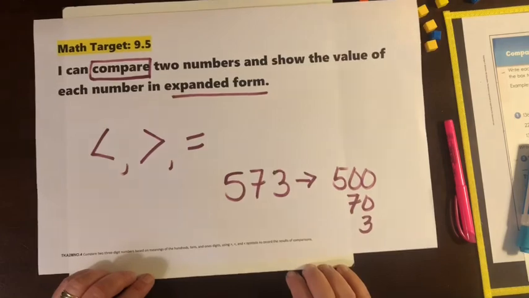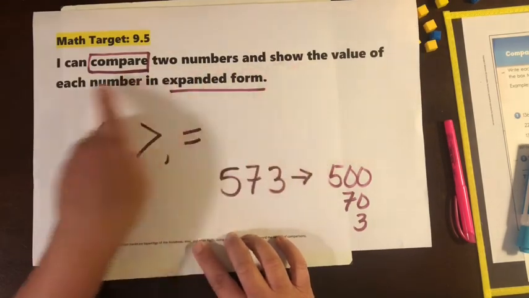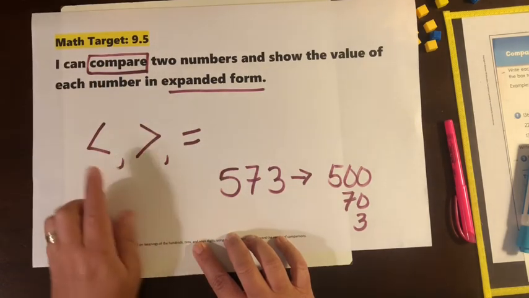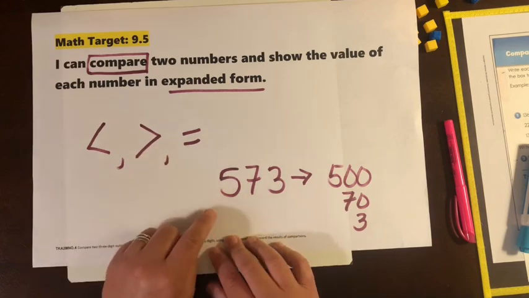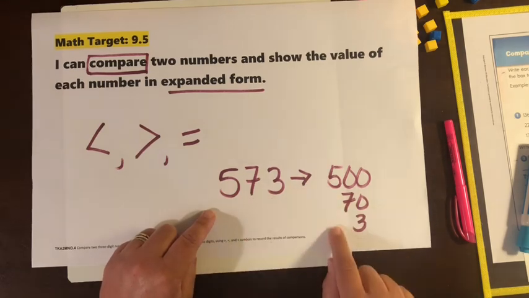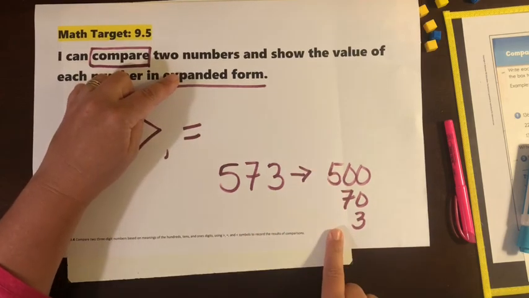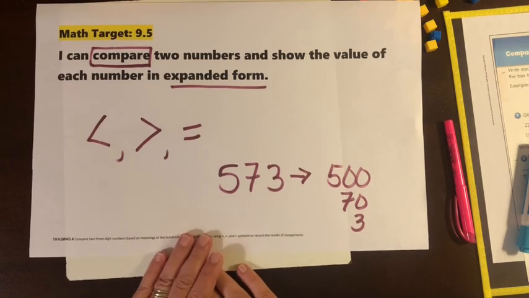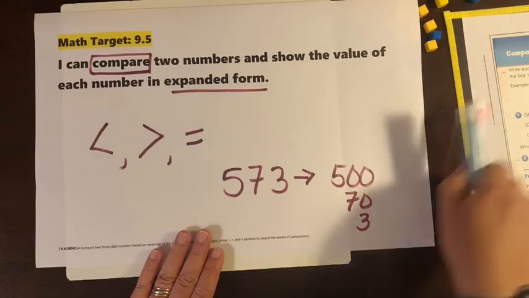So before we end, let's look back at our target. I can compare two numbers and show the value of each number in expanded form. So comparison was the symbols that we use, less than, greater than, and equal to. And we chose the number 573, which was in our math message. We expanded that out. So here's our comparison, and here's how we expanded our numbers, which we've been working on. But I want to just make sure that all of us feel really good about what we're supposed to be doing today, because that was your lesson.